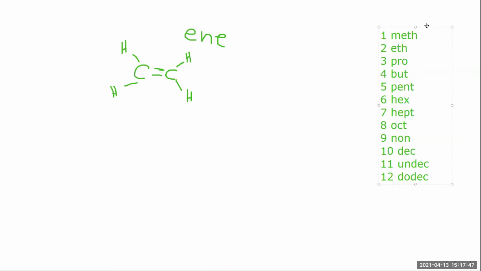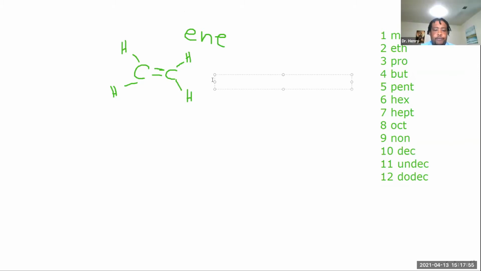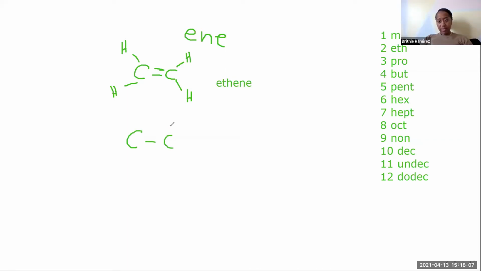Okay, so what would this guy be called? Ethane. That's right. So this guy would be called ethane or ethene? Ethene. Ethene, that's right. We know that ethane would be a single bond, filled with those hydrogens, right?